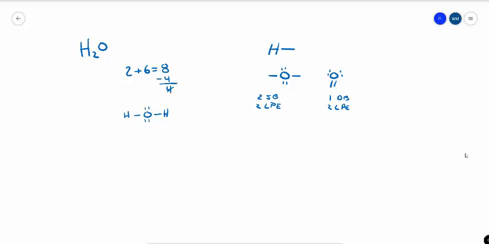So again, counting the electrons, 2, 4, 6, 8. This valence shell would be complete, 2, 4, 6, 8. And these are our lone pairs or non-bonding electrons.